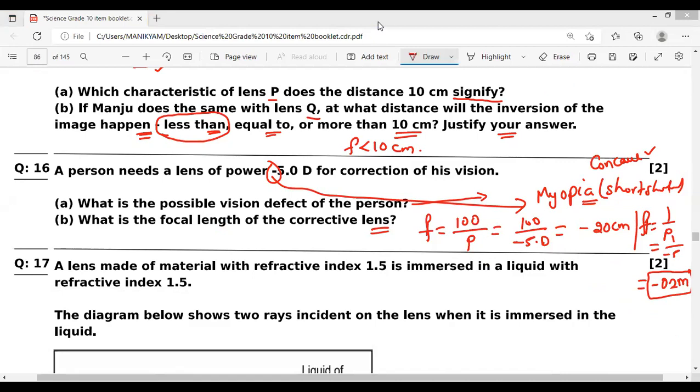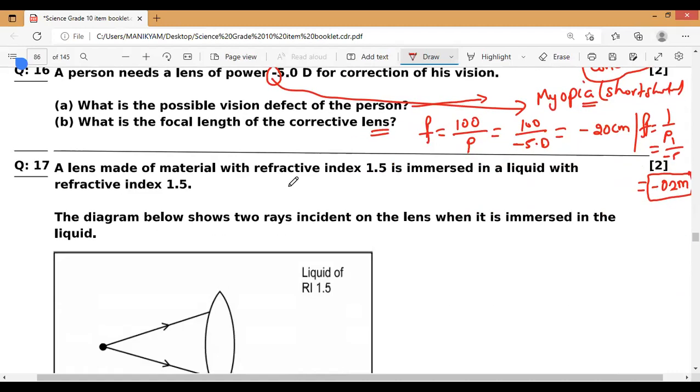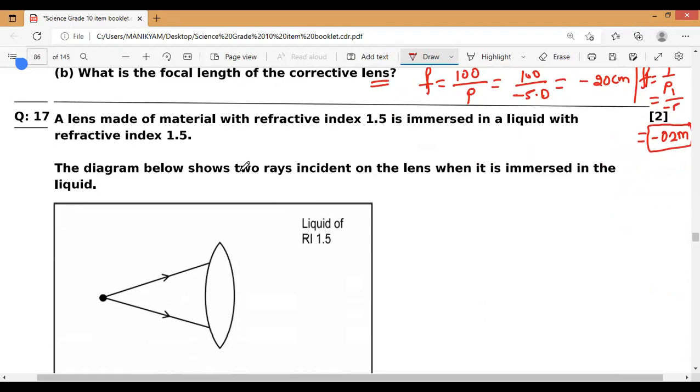Minus is very important because power is minus and focal length is also minus. Because what is the lens we are using? What is the lens we are using, guys? Concave lens. That is very important. So that is what you have to remember. Do it now. No need to write the question. Just mark the question number and solve. Everyone should try. Next, refractive index question. So now, a lens made of material with refractive index 1.5 immersed in a liquid with refractive index 1.5.